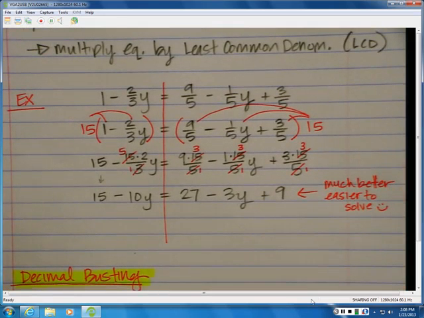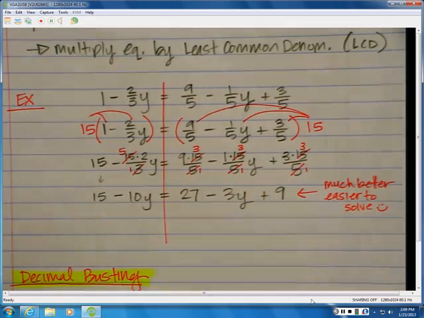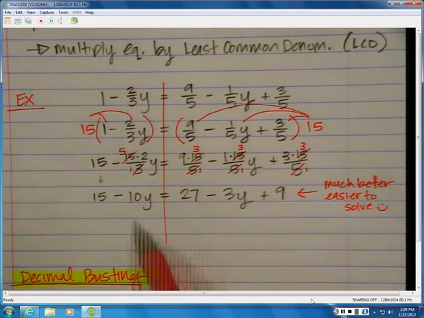That's called fraction busting. Decimal busting is the same idea. Again, I'm not going to solve this. I just wanted to show you how to get the fractions to clear out. So from here, you would simplify each side, get the y's on one side, and solve.